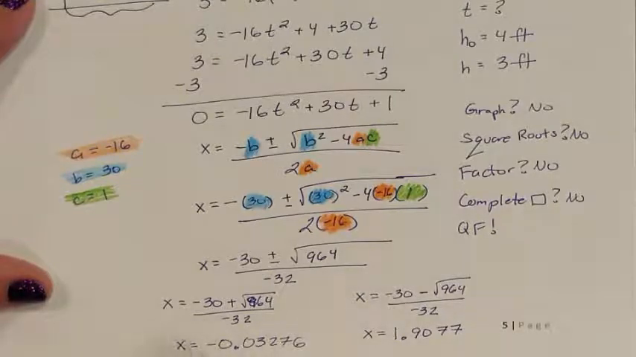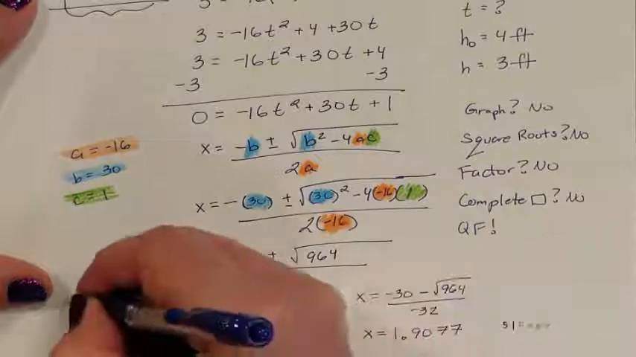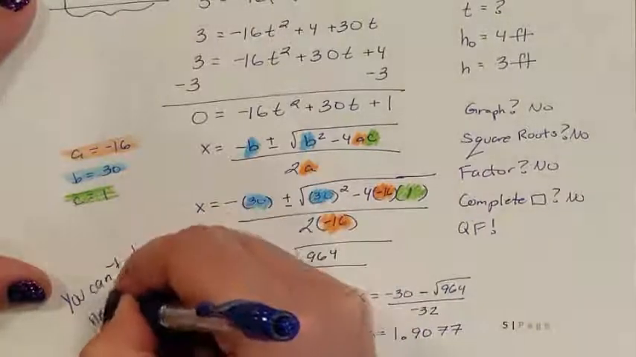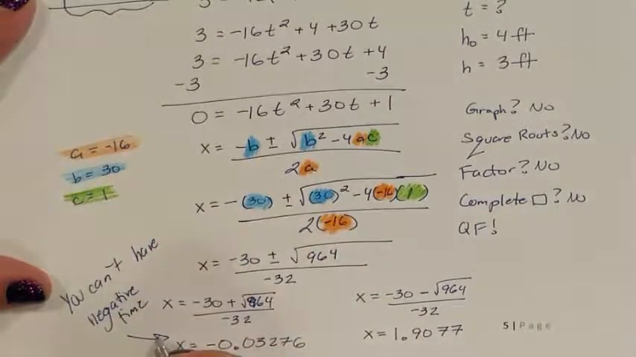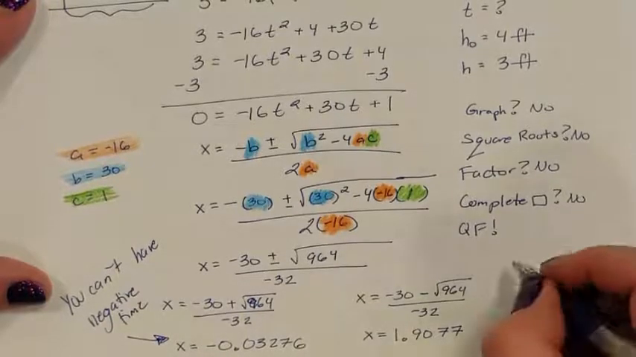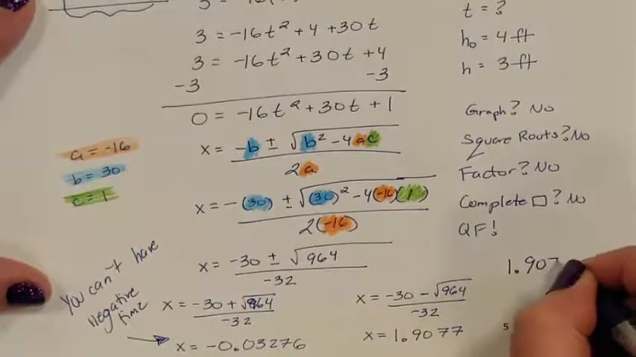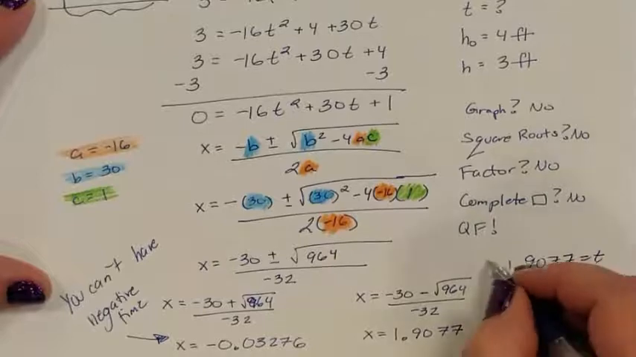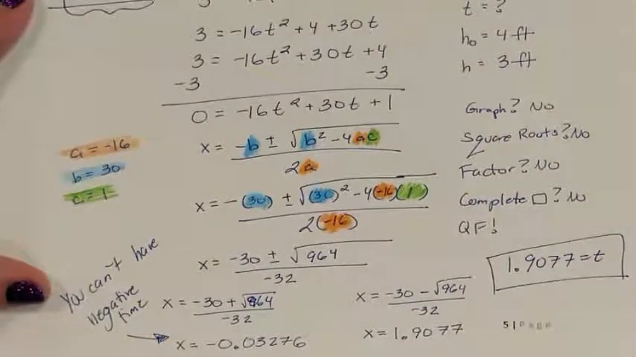My t is either a negative number, which doesn't make sense because you can't have negative time, or my t is 1.9077. Because you can't have negative time, that means this is not your answer. So my answer is 1.9077 is t. This is how long the ball has been in the air.